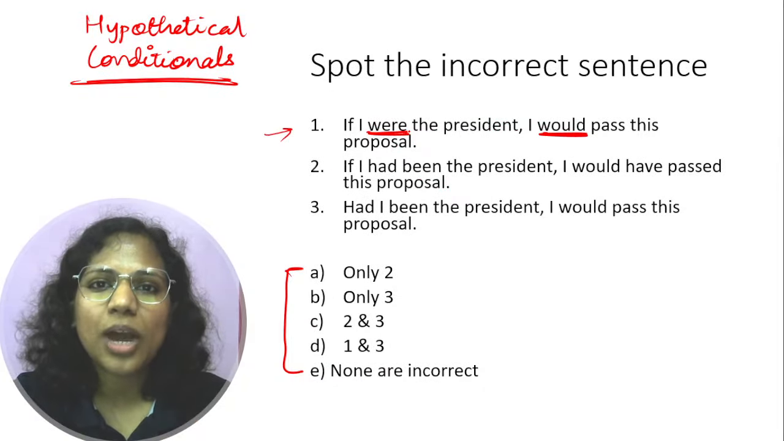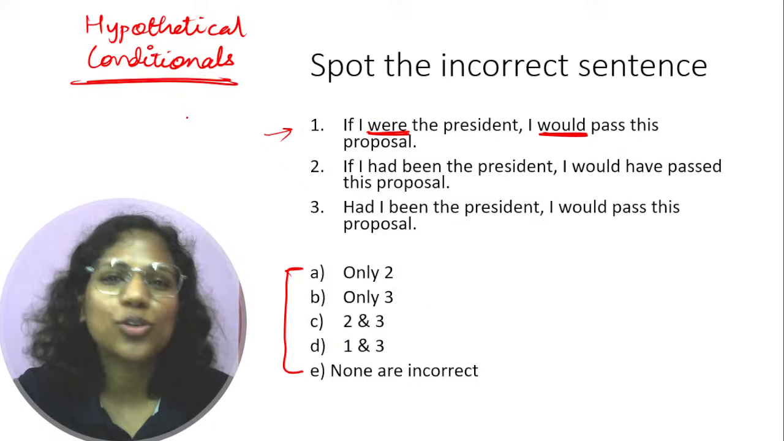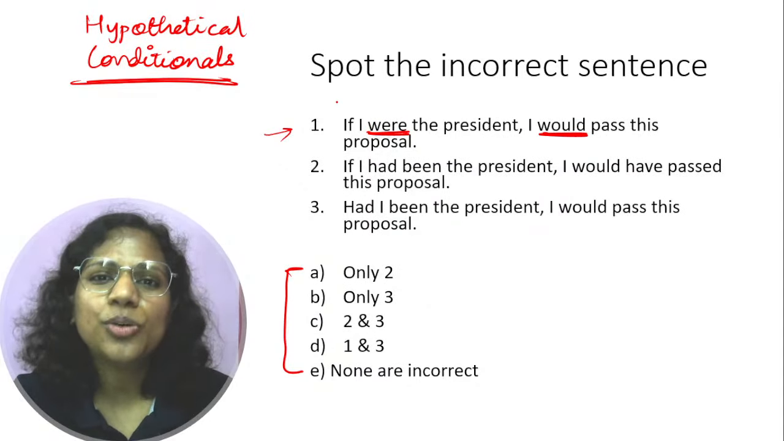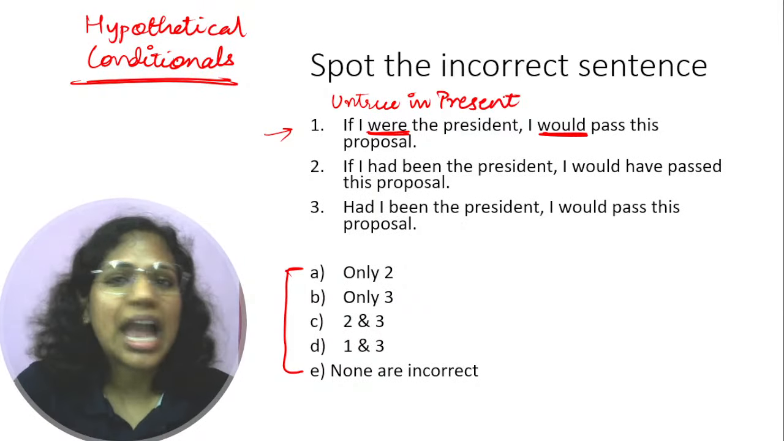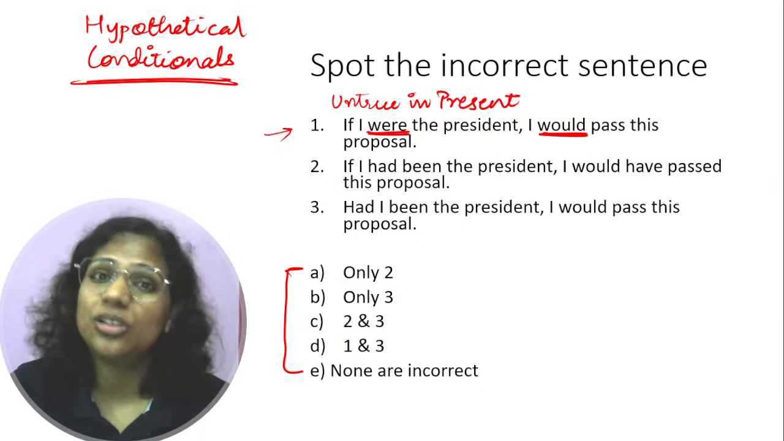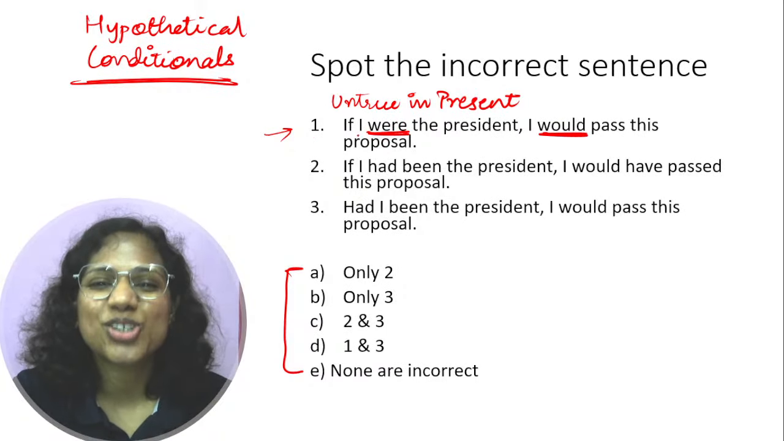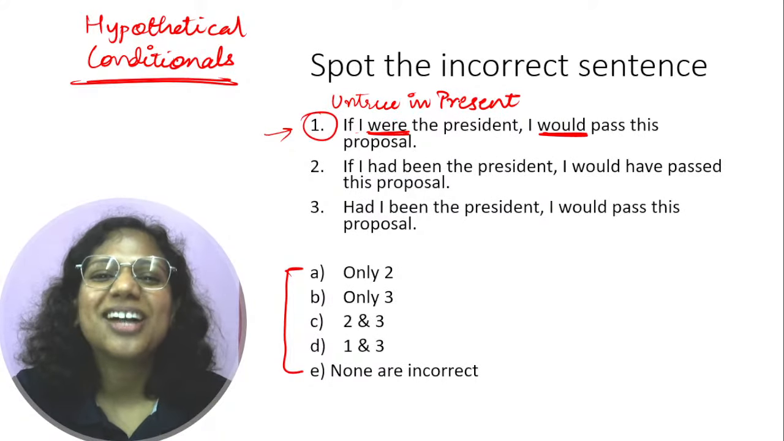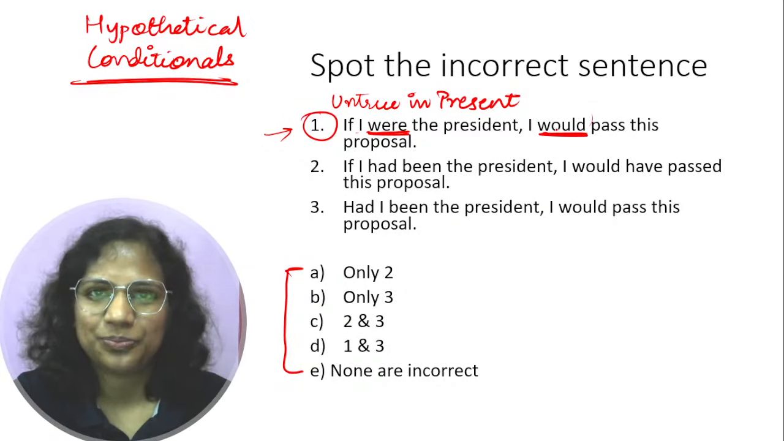Now you must be wondering, why were with I? How did I use singular were? That's one of the qualities of hypothetical conditionals. They don't follow some rules of grammar. What you are trying to say is, we call this case untrue in present. You are talking in the present. At present you are not the president. So you are saying, if I were the president at this time, I would pass this proposal. So this is the structure that we use for something untrue in present. If plus were and then would in the outcome.